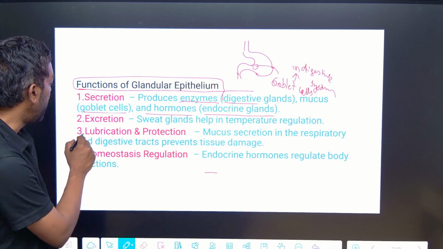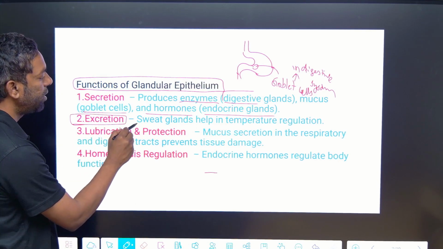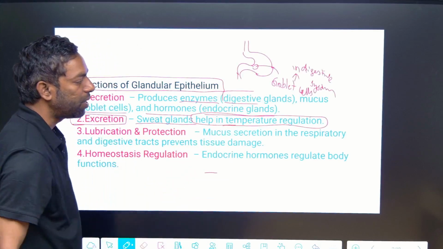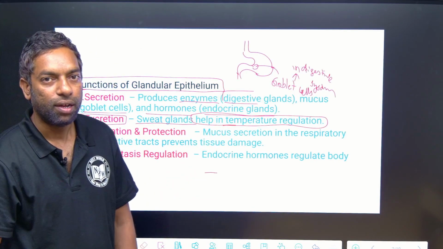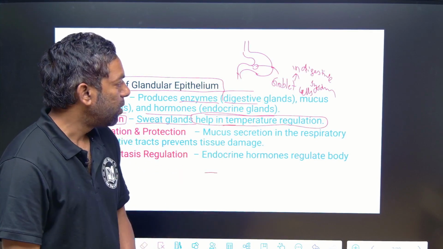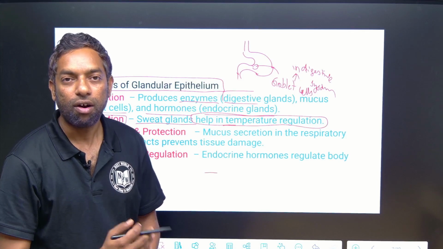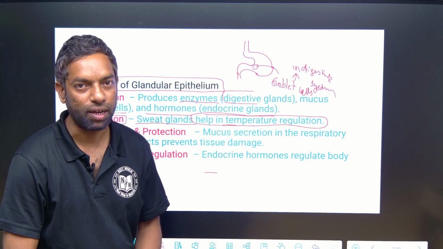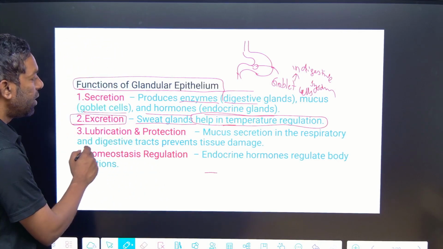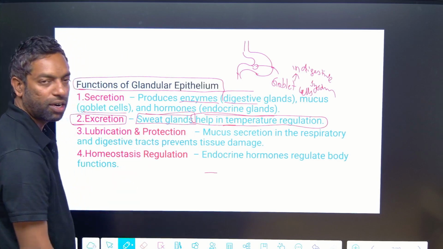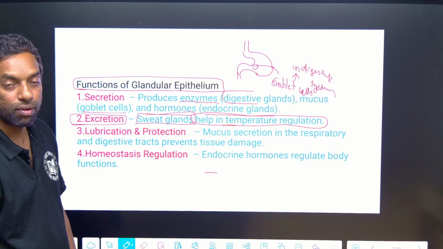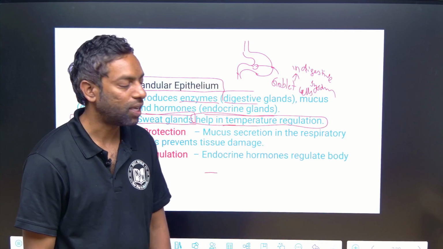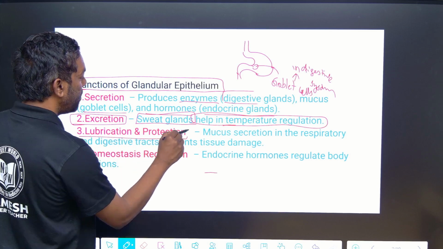And excretion, they are involved in excretion. Sweat glands are used for maintaining temperature. Humans are not cold blooded, they are warm blooded animals. Humans can regulate their temperature as well. Sweat glands also help with lubrication of our skin for conditioning. Lubrication and protection.